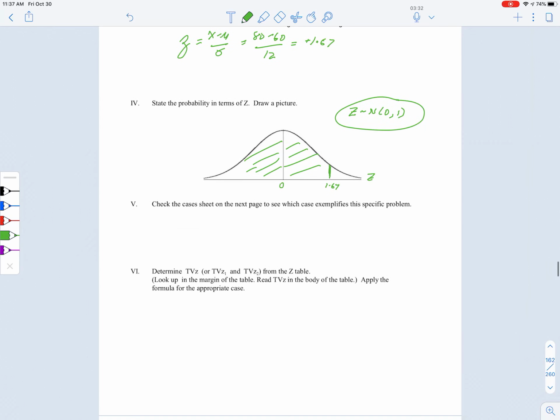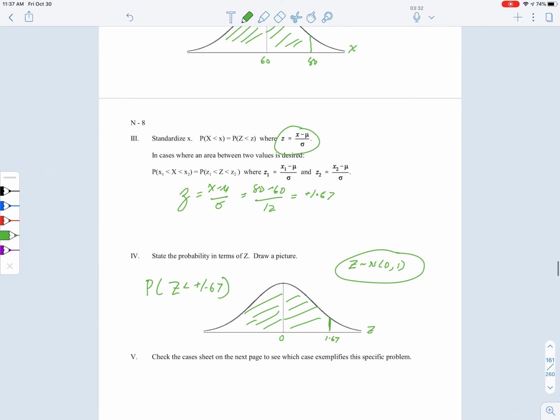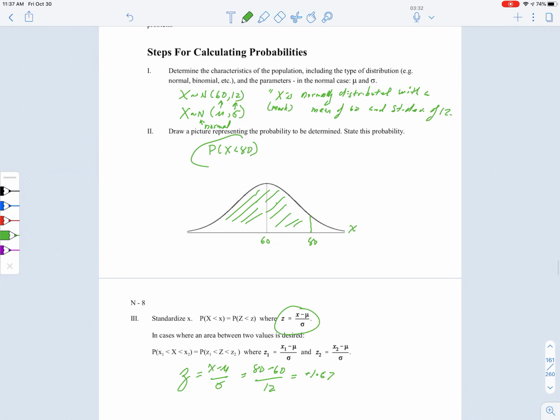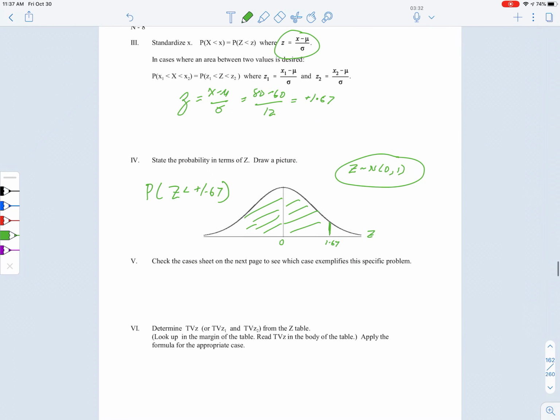All right, so that's what we're looking at, is the probability that z is less than 1.67. Let's write that as a probability statement. Probability that z is less than 1.67. So this was our original probability statement here, and now this is our new one.